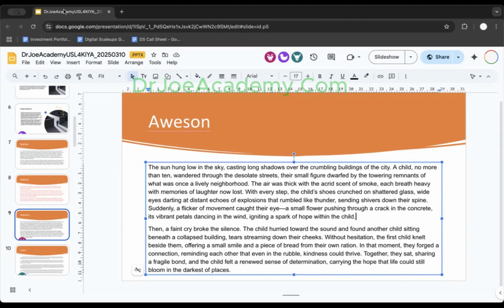The child hurried toward the sound and found another child sitting beneath a collapsed building, tears streaming down their cheeks. Without hesitation, the first child knelt beside them, offering a small smile and a piece of bread from their own ration. In that moment, they forged a connection, reminding each other that even in the rubble, kindness could thrive. Together they sat, sharing a fragile bond, and the child felt a renewed sense of determination, carrying the hope that life could still bloom in the darkest of places.